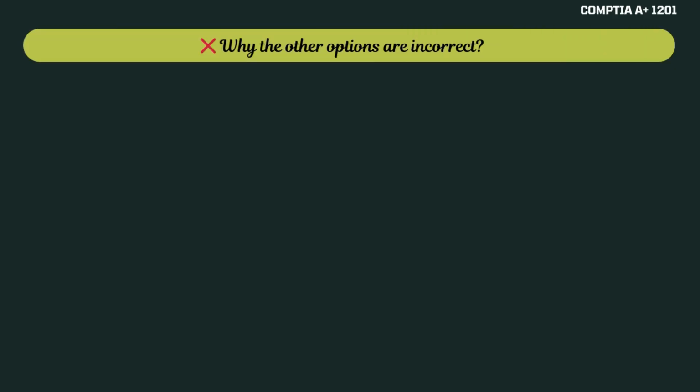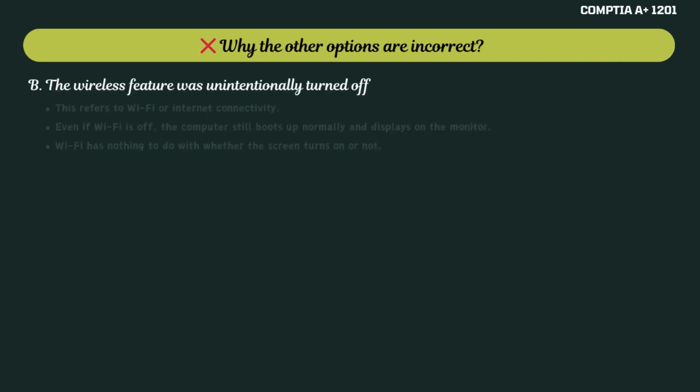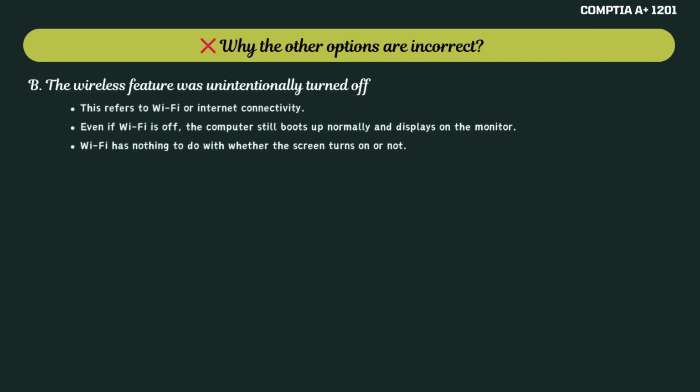Why the other options are incorrect. B. The wireless feature was unintentionally turned off. This refers to Wi-Fi or Internet connectivity. Even if Wi-Fi is off, the computer still boots up normally and displays on the monitor. Wi-Fi has nothing to do with whether the screen turns on or not.